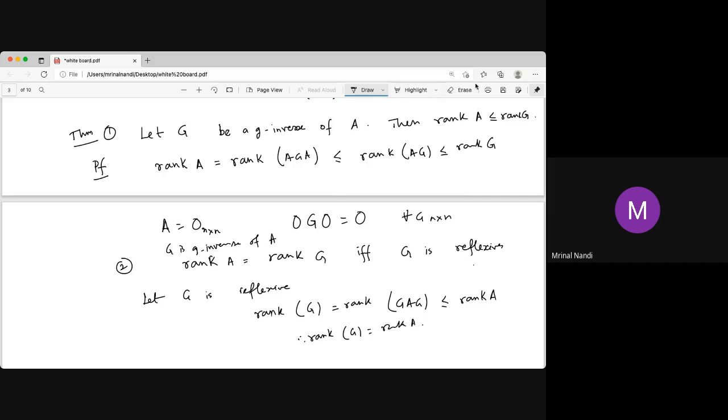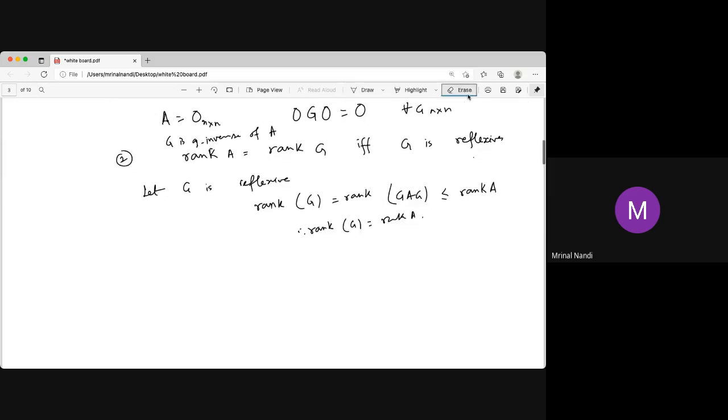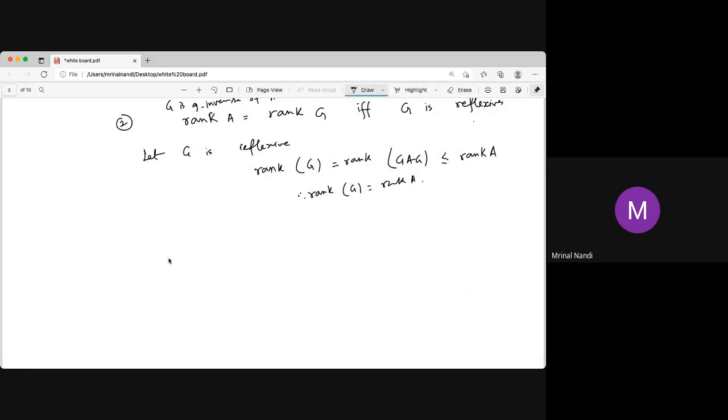Now conversely, we have to assume that the two ranks are the same. We already assume it is a G inverse, that AGA equals A, and as an extra condition we assume rank of A equals rank of G. Then we have to show that it is reflexive, that GAG equals G. That needs slight work; we just can't prove it using only the rank and product facts.